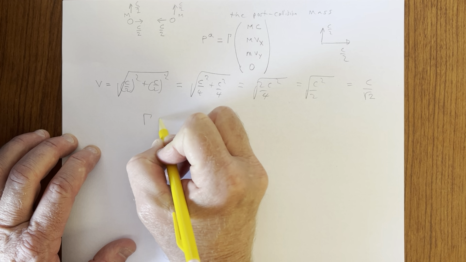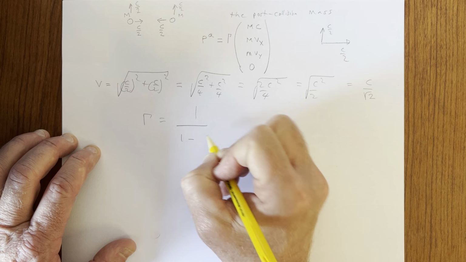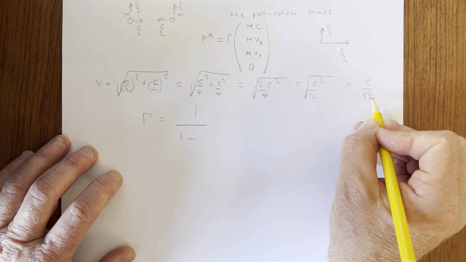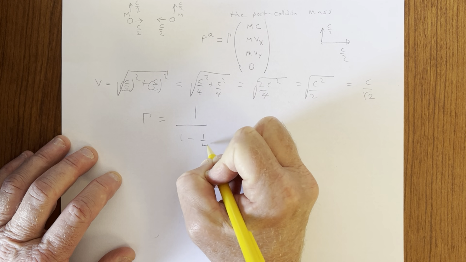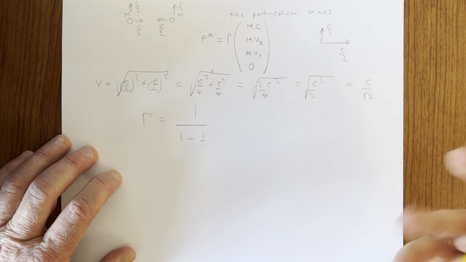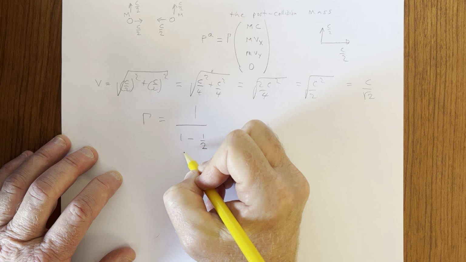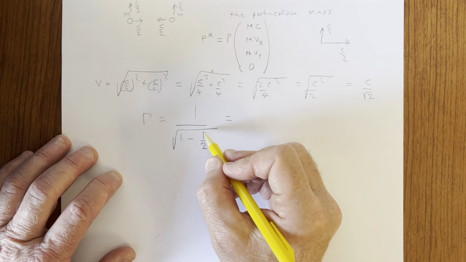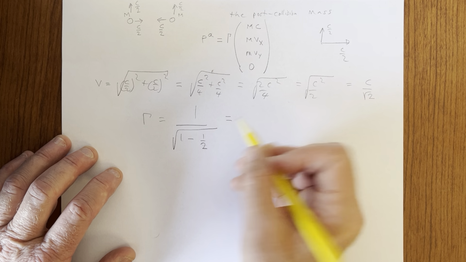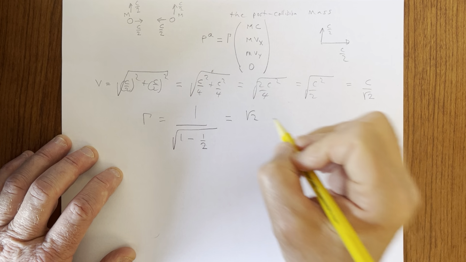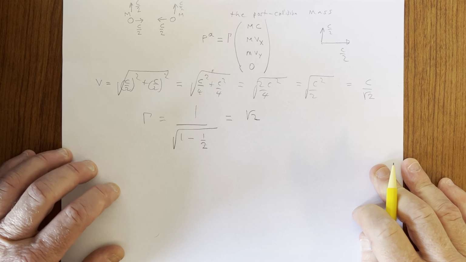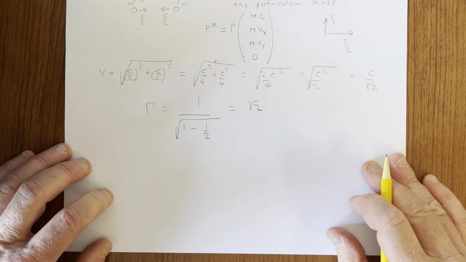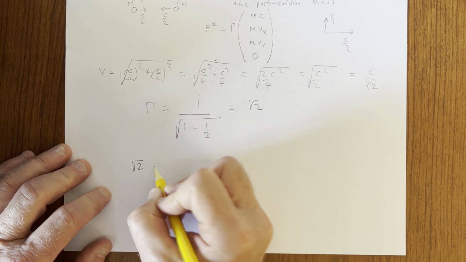And the gamma factor associated with that is 1 over the square root of 1 minus, we're going to square that, so we'll get a half. So that is 1 over the square root of a half, and so that's just square root of 2. So the gamma factor is square root of 2.